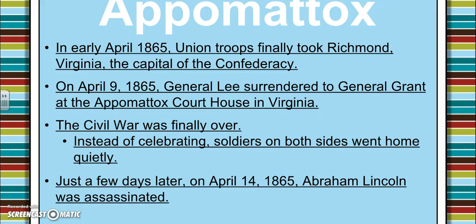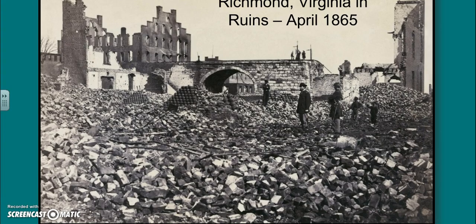In early April 1865, Union troops finally reached Richmond, Virginia, and took the capital of the Confederacy, Richmond. On April 9, 1865, General Lee surrendered to General Grant at the Appomattox Courthouse in Virginia, and the Civil War was over. But instead of celebrating, soldiers on both sides went home quietly. Just a few days later, on April 14, 1865, Abraham Lincoln will be assassinated.